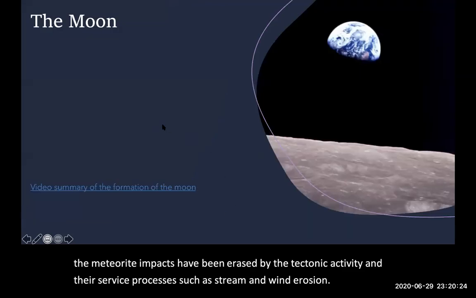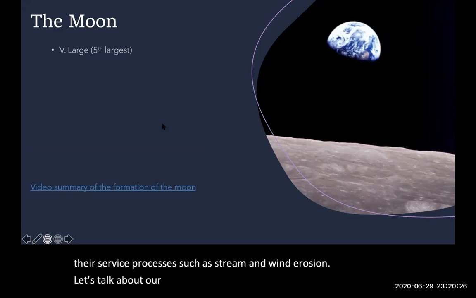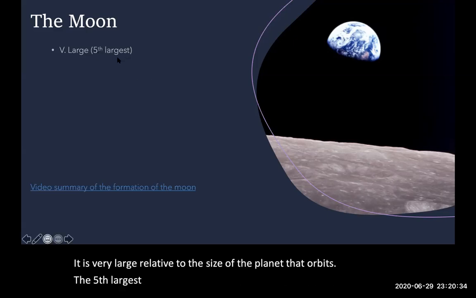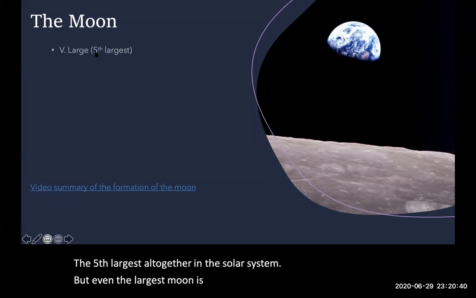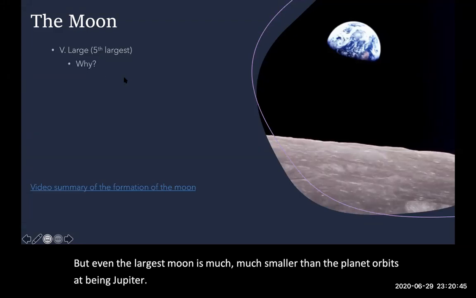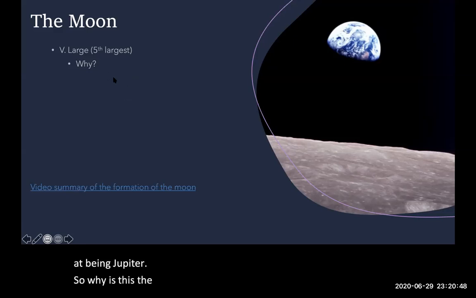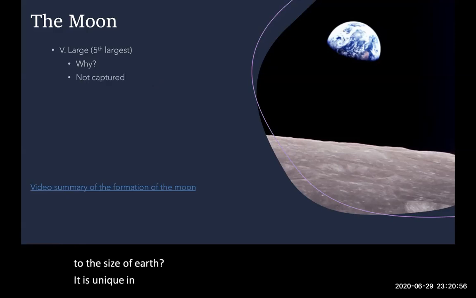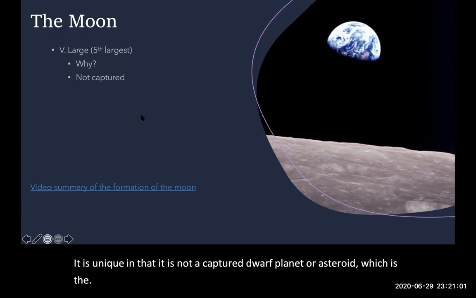Let's talk about our moon. It is very large relative to the size of the planet that it orbits. It's the fifth largest altogether in the solar system. But even the largest moon is much, much smaller than the planet it orbits, that being Jupiter. So why is this the case that our moon is as big as it is relative to the size of Earth? Well, it is unique in that it is not a captured dwarf planet or asteroid, which is the origin for almost all the other moons.